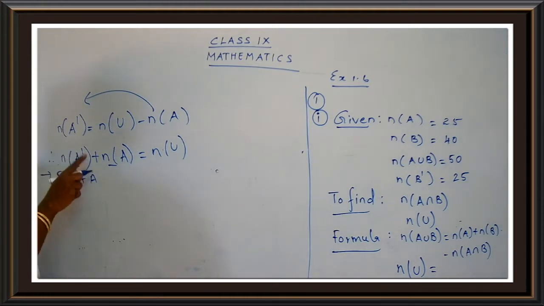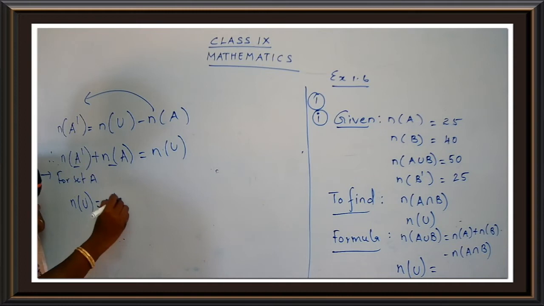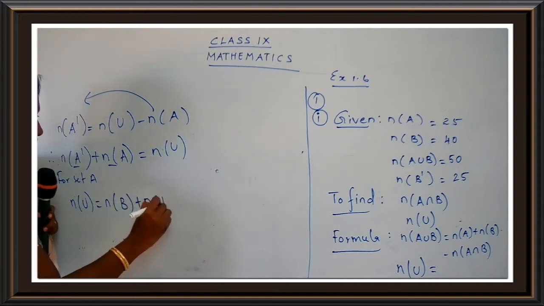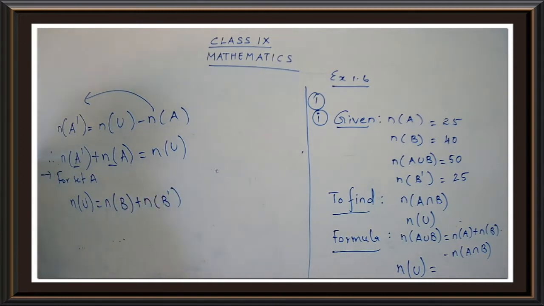Now the same formula can be written for any set. Like you can write n of U is equal to n of B plus n of B dash. Are you getting the point children? So what will be the formula? n of U is equal to n of B plus n of B dash, and similarly this is for B. You can write it down for C also. So n of U is equal to n of C plus n of C dash. Are you getting the point children?